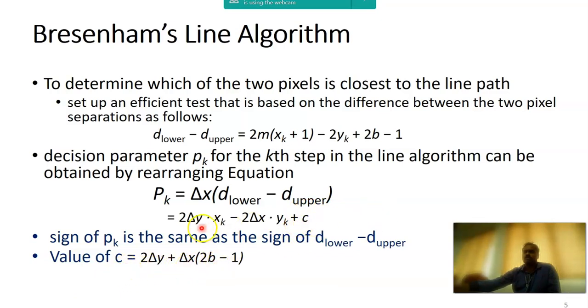So the rest of the terms are 2 del y times xk minus 2 del x times yk plus c. The sign of pk is the same as the sign of d lower minus d upper. The value of c is given here, so every time we'll calculate this.